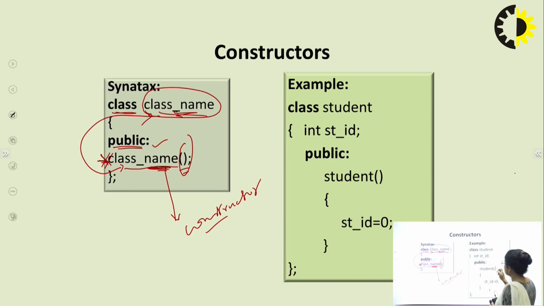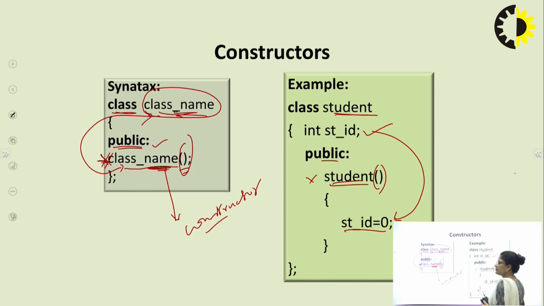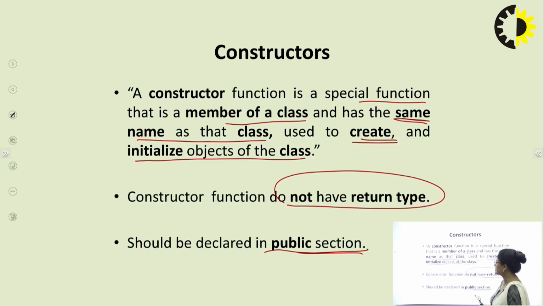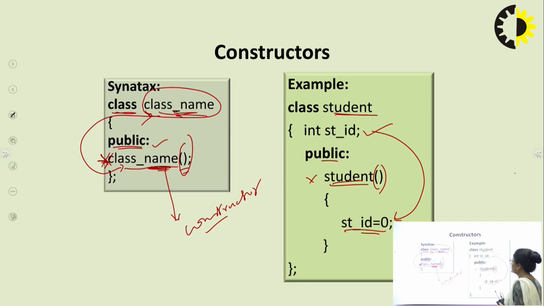If you look at it as an example, we have a class student which has a member student ID, and we have a constructor student. This is a function again, and it has the same name as the class. So it is a constructor. It is not having a return type, and it is defined in the public section of the class. So it is following the rules that need to be followed for constructors. And what does this constructor do? It initializes this student ID member to 0. As I told you, constructors are used for the creation or initialization of the objects of a class. So in this case, we are initializing it to 0.